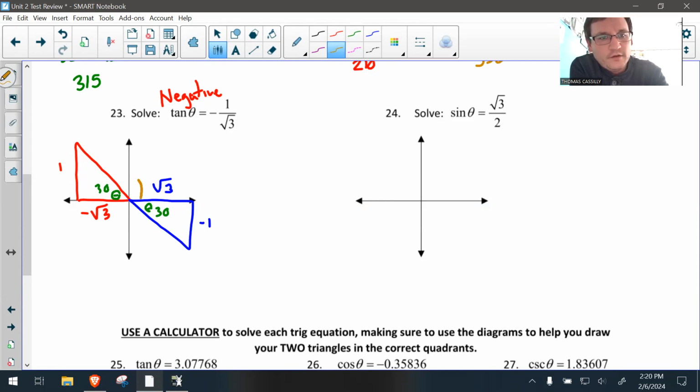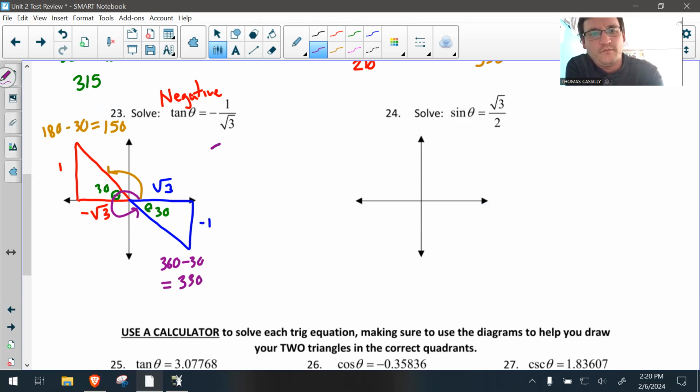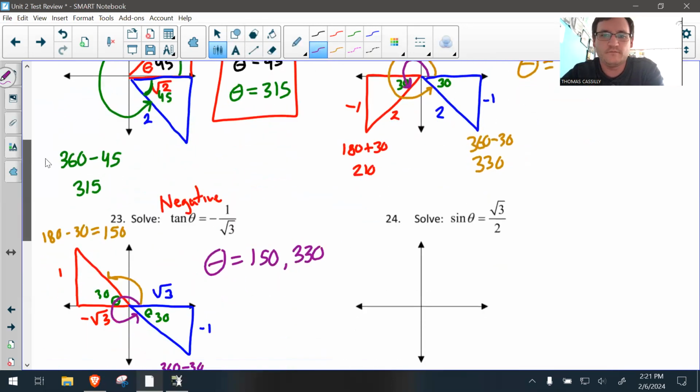So this angle right here is 180 minus 30, so that's going to be 150. And then the second one is going to be 30 shy of 360. 360 minus 30 gives us 330. All right, so our two values of theta, our two angle measures here, are 150 and 330. And there we have it. And so that's what we solve for tangent.